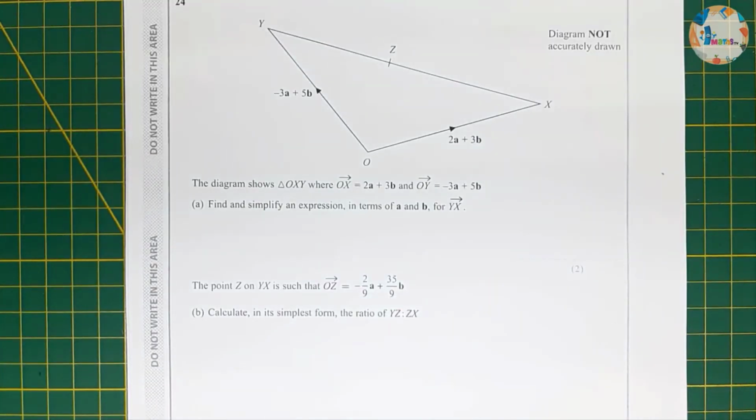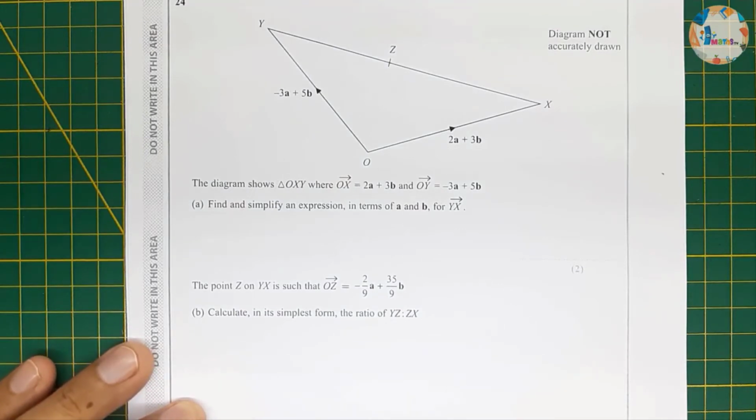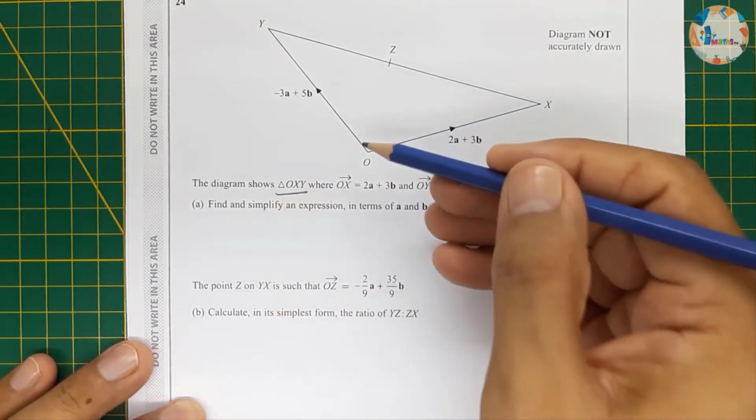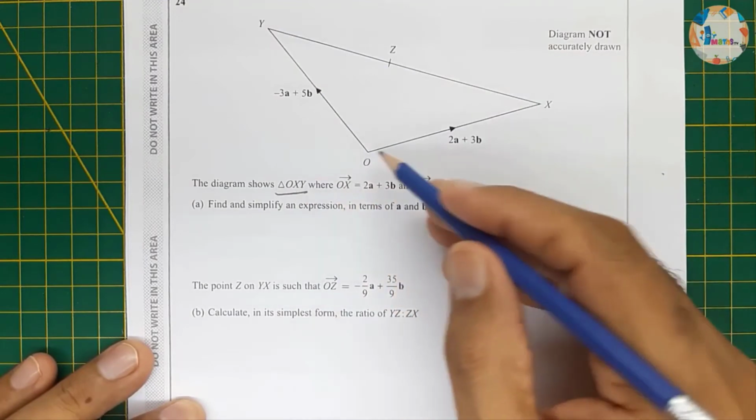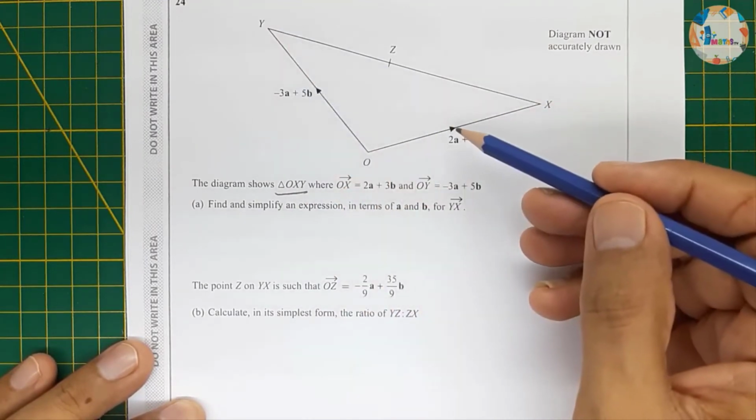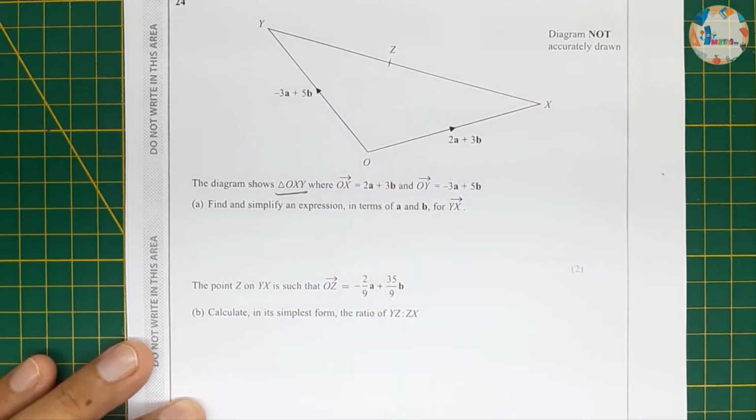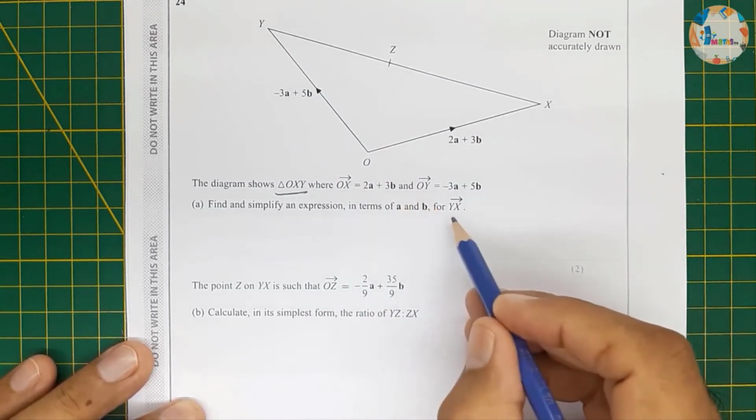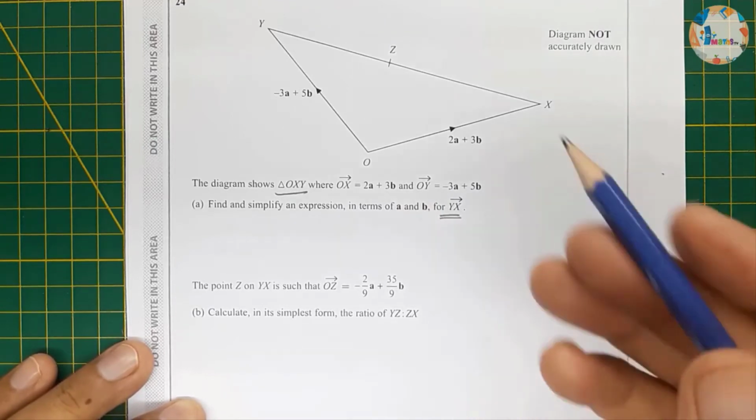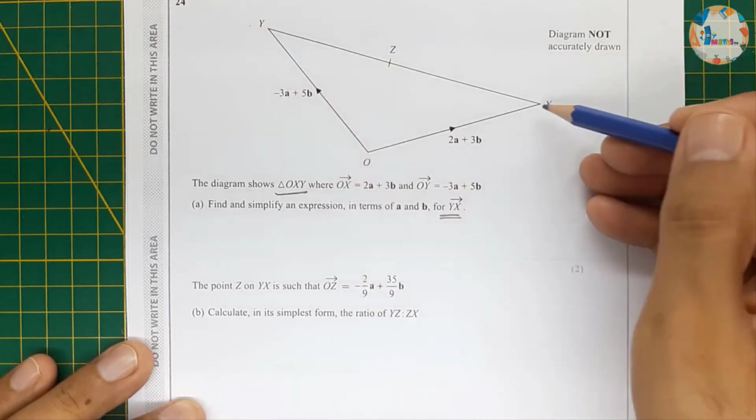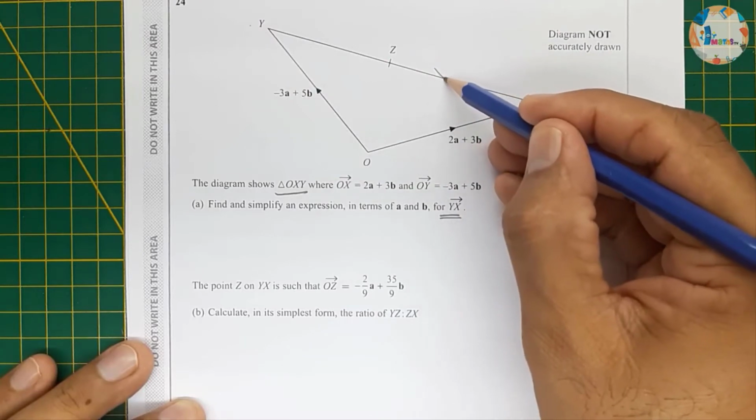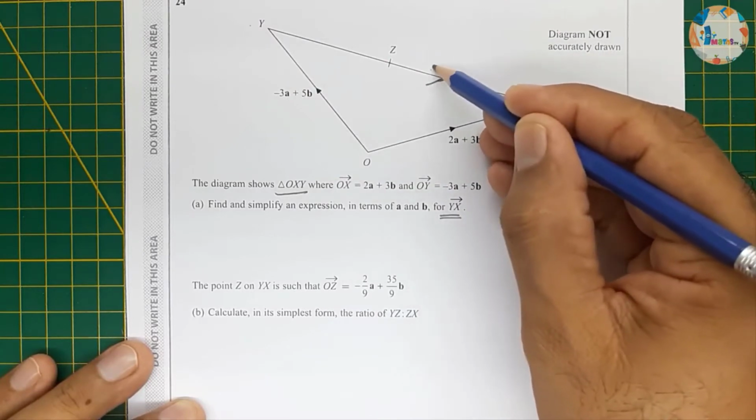Now question number 24 is a vector question. The diagram shows triangle OXY. OX is provided, OY is provided, and Z is the point. Find and simplify an expression in terms of a and b for YX. For YX, the direction is this one, which is required.